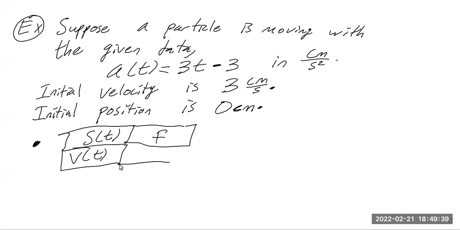V of t is what I usually use to denote velocity. You can think of that as f prime, the first derivative. A of t is what I usually use to denote acceleration. That's sort of like our second derivative. So, what we're given is this right here, A of t.